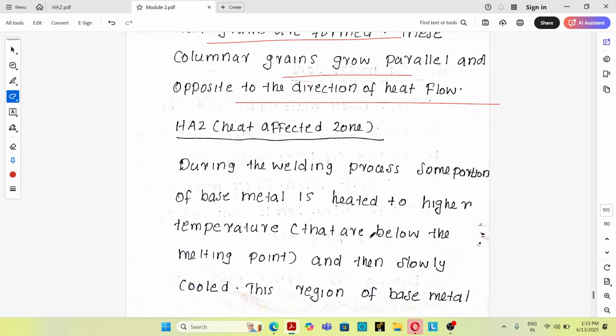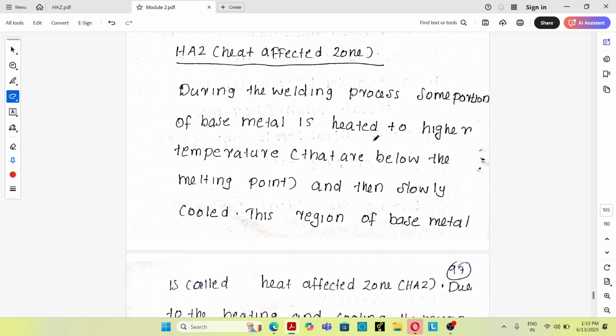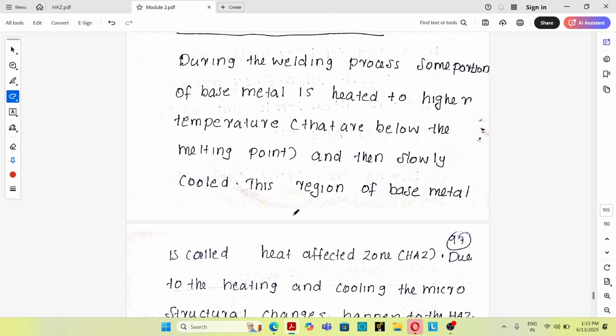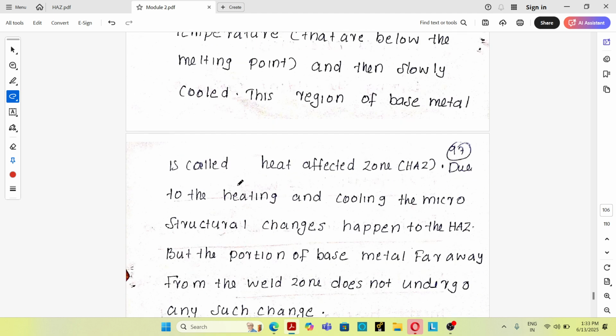Next one is heat affected zone. Second portion is the heat affected zone. During the welding process, some portion of base metal is heated to higher temperatures that are below the melting point and then slowly cooled. This region of base metal is called heat affected zone or HAZ. Due to the heating and cooling, microstructural changes happen in the HAZ.